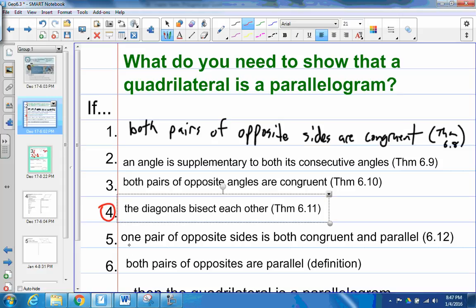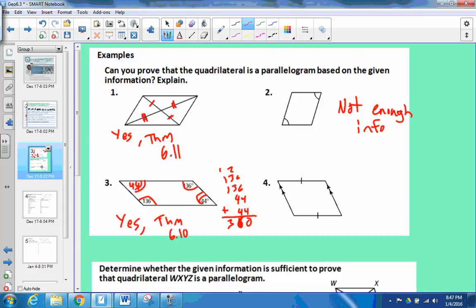And number 5 says one pair of opposite sides is congruent and parallel. We are dealing with two different sides, and then the definition is both sides are parallel. We don't have that. We don't have enough information here, so I think this is going to be not enough info.